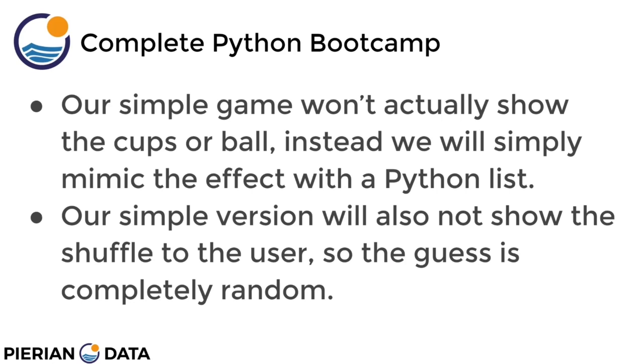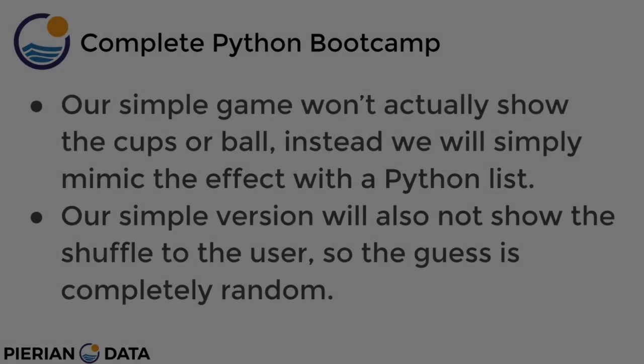So our very simple game won't actually show the cups or ball. Instead, we're going to mimic this with a Python list. It will be a Python list with 2 empty strings and 1 string that has just a capital O, which will be our ball. Our simple version will also not show the shuffling to the user, so the guess for the user will just be completely random. Our main focus here is to show you how multiple functions can end up interacting with each other and returning objects to each other.